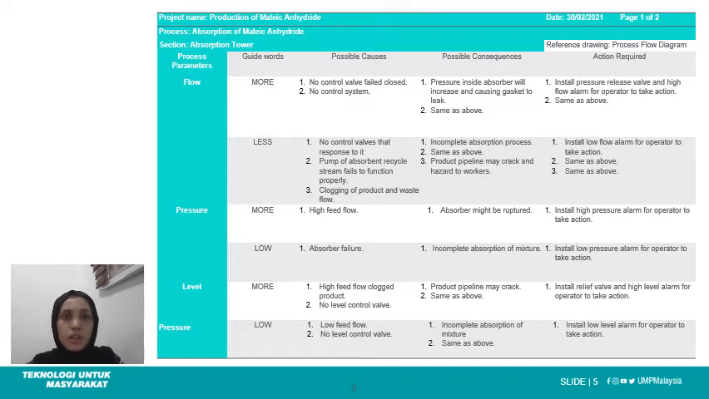So what I can conclude from the hazards in these two units is that we have to make sure that the alarm is functioning properly for the operator to take action in whatever problems happen in the plant.